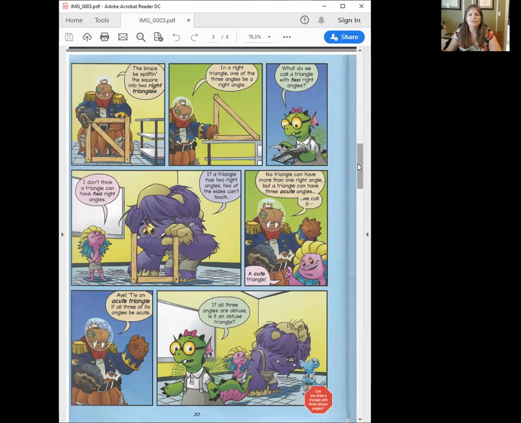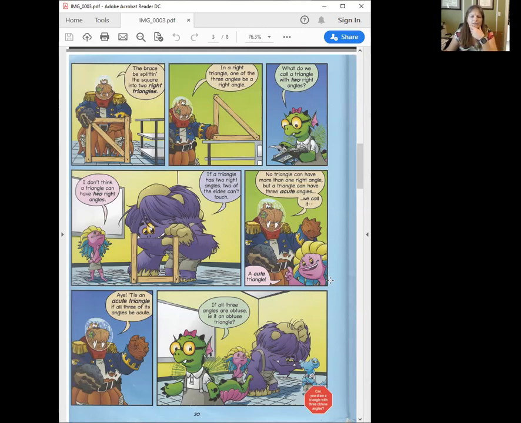What do we call a triangle with 2 right angles? I don't think that a triangle can have 2 right angles. If a triangle has 2 right angles, 2 of the sides can't touch. No triangle can have more than 1 right angle, but a triangle can have 3 acute angles. We call it acute triangle. Aye, 'tis an acute triangle if all 3 of its angles be acute.